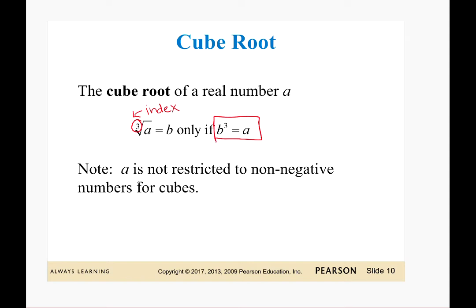Cubes can be positive or negative. See, a is not restricted, because if I took -2 and cubed it, that would be -2 times -2 times -2, so that would be -8. So perfect cubes can be positive or negative. We don't have to worry about positive or negative roots in this situation, because cube roots work both ways. We get positives and negatives that are going to come out here.